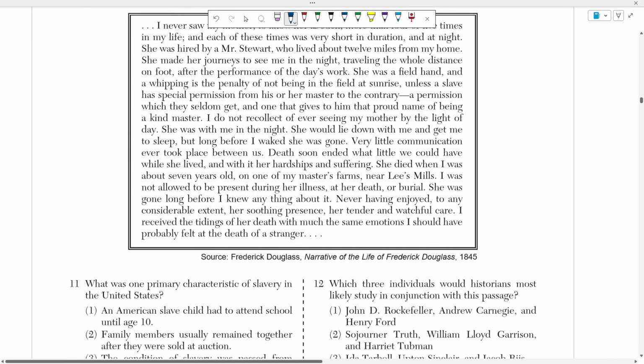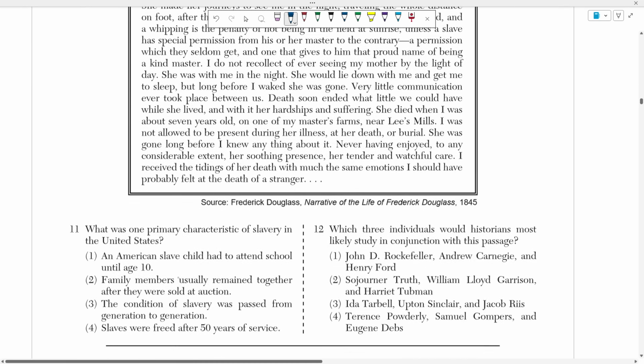Question 11 asks, what was one primary characteristic of slavery in the United States? So is it 1, an American slave child did not attend school until age 10? That's false. American slave children did not attend school at all. They would be subjugated to hard labor and then further hard labor in their life. They would not be educated. Slave owners did not educate their slaves. They were afraid that if they educated their slaves, the slaves would be able to rebel more effectively.